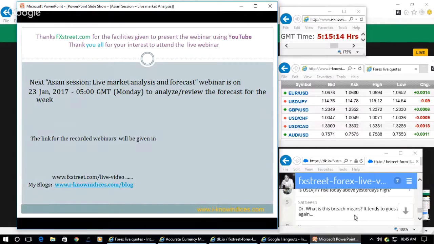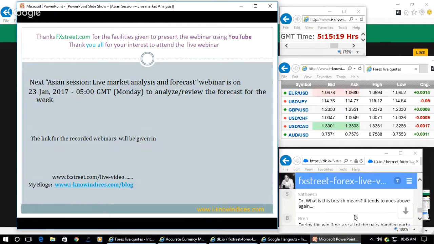What does this breach mean? Breach means, suppose the euro low is 1.0652 and it comes to 1.0648 and goes up. Then it breaches the low, the initial low, comes below and then starts going upward. That is called breaching the level. Hope you are able to understand.